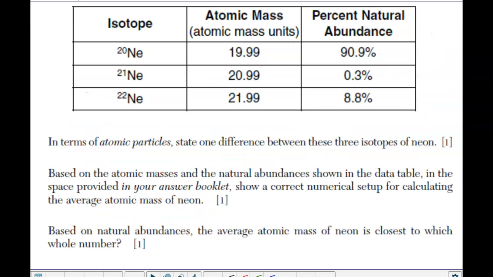All right, let's do another example. All right, so here's a Regents question. And this is a question with three isotopes of neon. When you have a question like this, I know that I said that the mass number is always going to be a whole number. But here we have the atomic mass of each isotope.